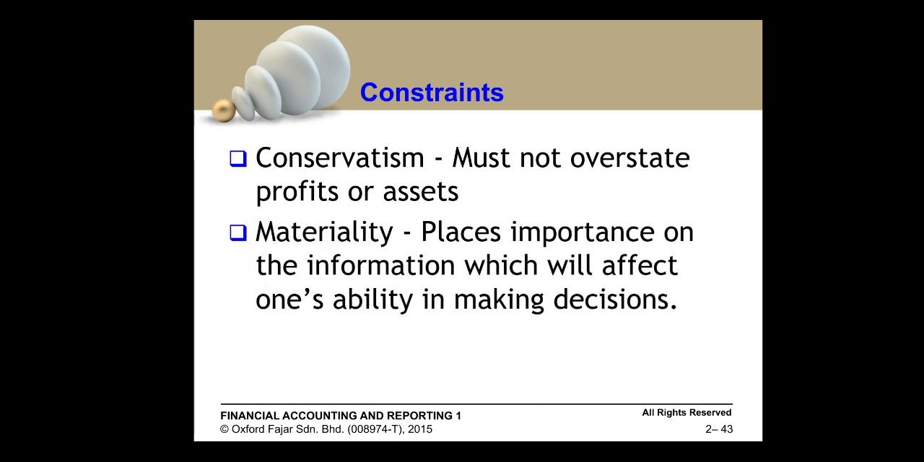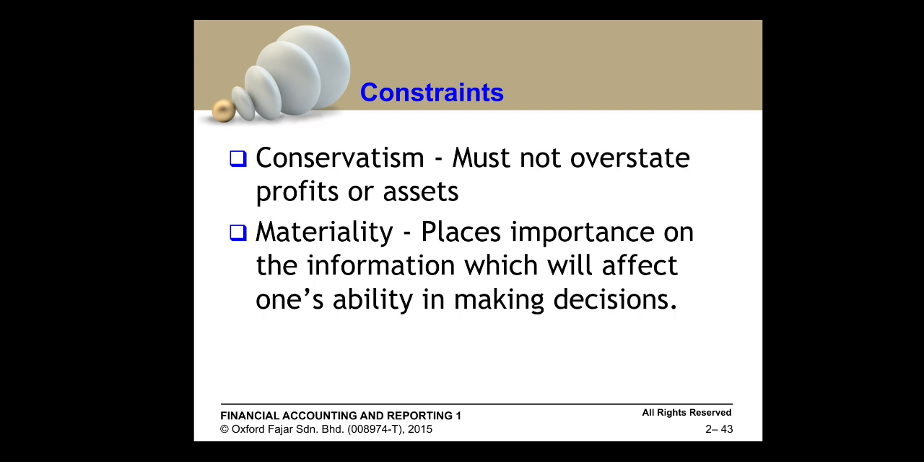Okay, conservatism means when you do accounting records, you must not overstate profit or asset. When you report or list your assets in the balance sheet, you cannot overstate. Also, when you calculate your profit, you cannot overstate your profit. When you overstate your profit, it is like you lie to the people who will use the financial statement.